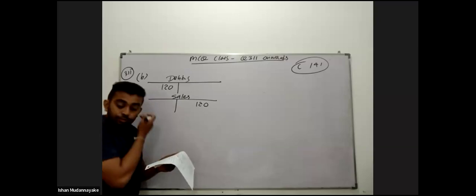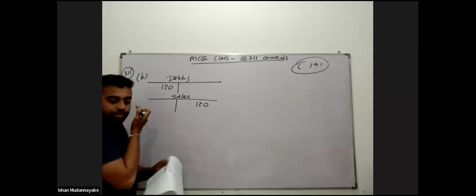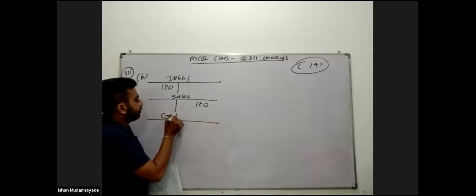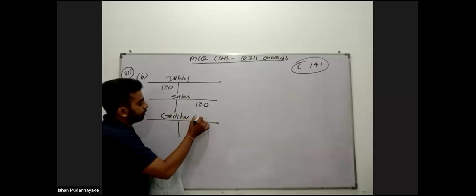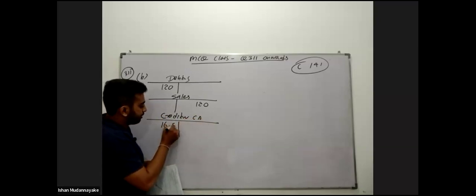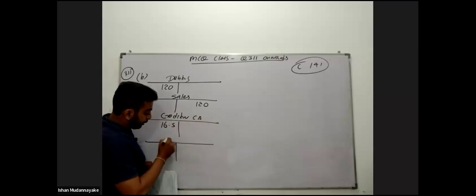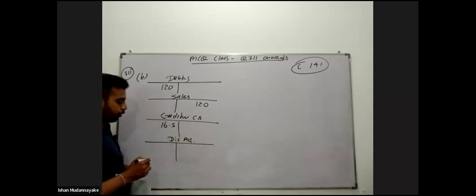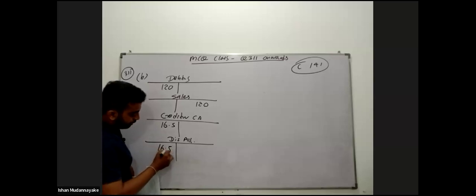Second one, discount received 16,500. How to record discount received? Creditor control account debit 16,500. But now they have debited the discount allowed account. Without recording in the discount received account, they have debited the discount allowed account. Discount allowed account debit 16,500.